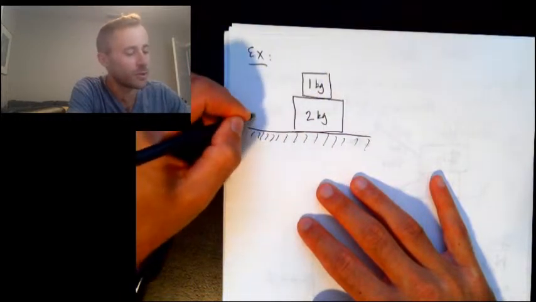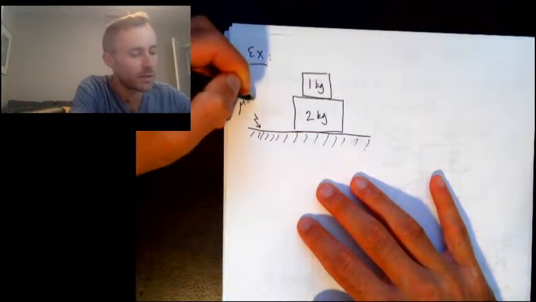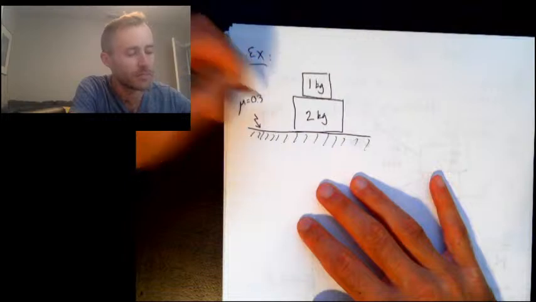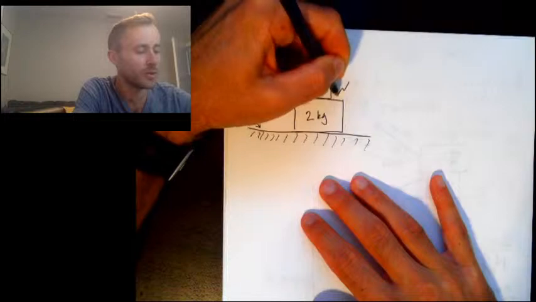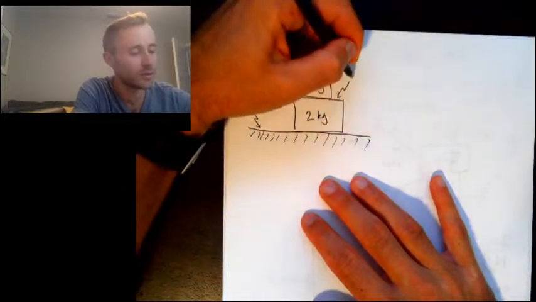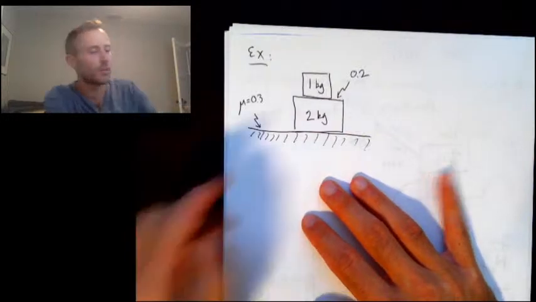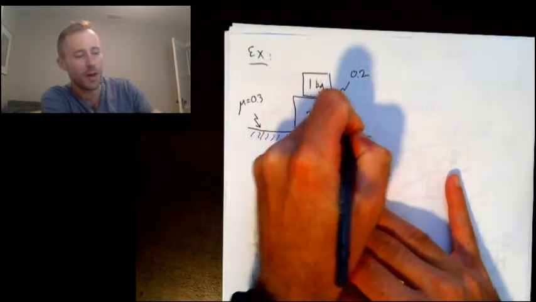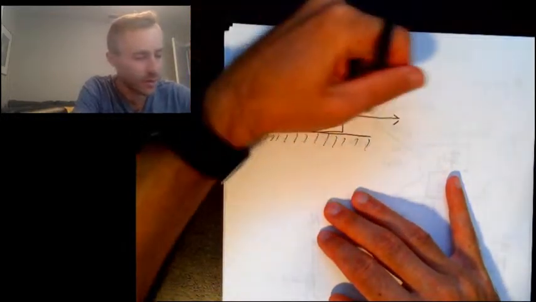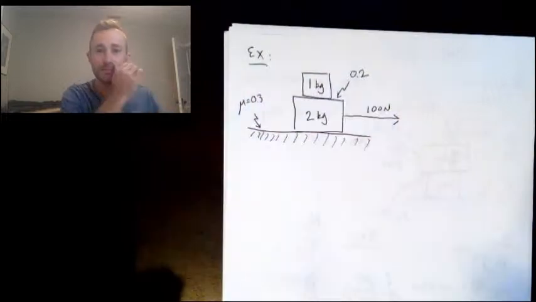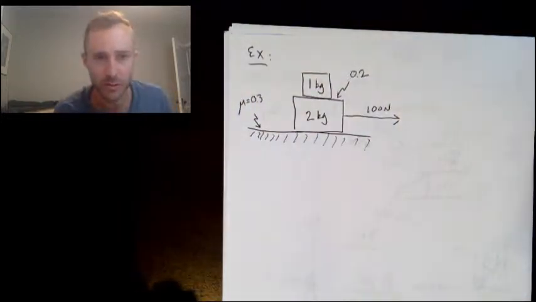There is a coefficient of friction with the floor that is 0.3. And there's a coefficient of friction between the blocks that is different. It is 0.2. Someone pulls on the bottom block with a horizontal force of 100 newtons. And once again, we want to figure out what are the accelerations involved here.